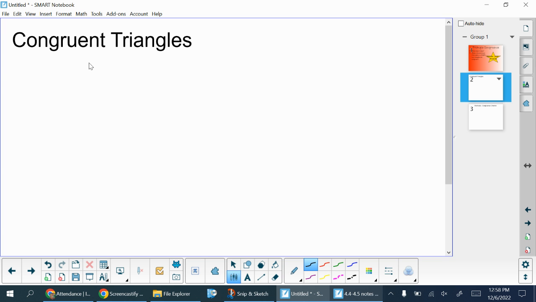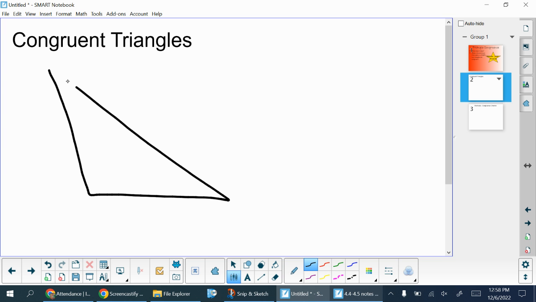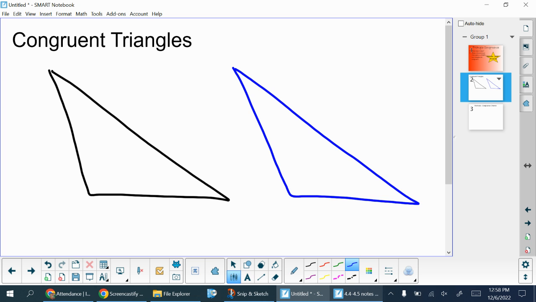So if I start out with a triangle like this, and I have another triangle over here that looks the same, what does it mean when I say those two triangles are congruent, besides the fact that they look the same? So our definition here for congruent triangles is that all of the corresponding angles and sides are the same.